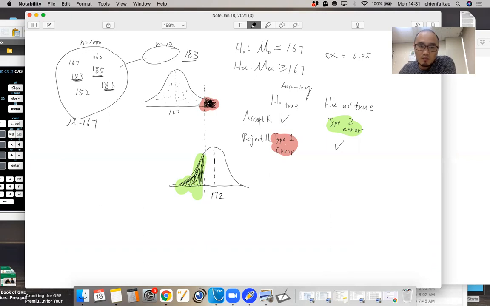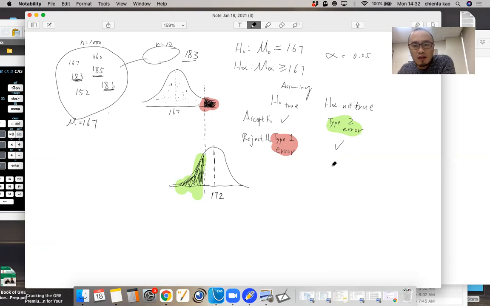So that's why this one is called an error: even though the true average is 167, there's a chance that you will sample in a way that will lead you to think that it's not 167. That's called type 1 error. And remember, everything else in white is called acceptable, because the null hypothesis is true and then we accept it. So all these white areas, we will accept that it's 167.